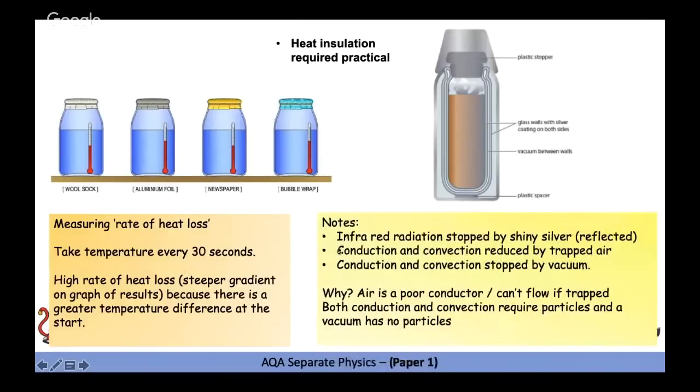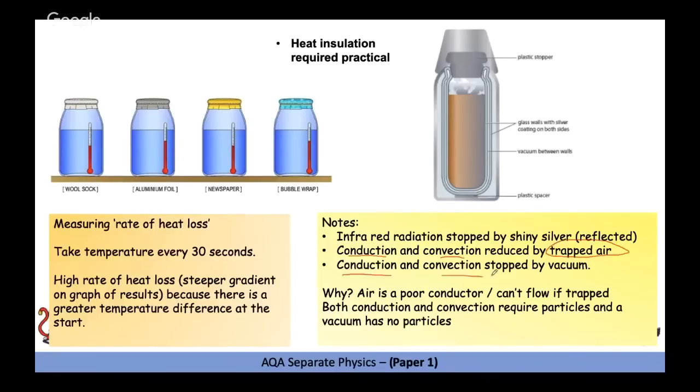You don't need to describe this in terms of particles, but just to know that infrared radiation is stopped by shiny silver. Conduction and convection, these are both forms of heat transfer, which are reduced by trapped air. So these both need particles to work. Particles aren't very close together in air.